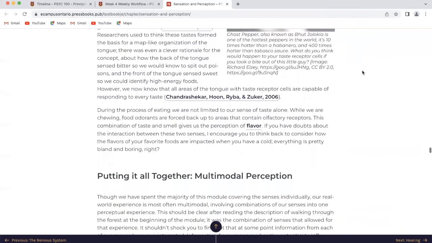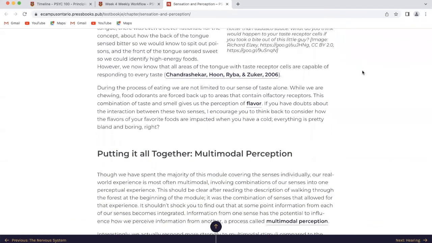During the process of eating, we are not limited to our sense of taste alone. While we are chewing, food odorants are forced back up to the areas that contain olfactory receptors. This combination of taste and smell gives us the perception of flavor. If you have doubts about the interaction between these two senses, I encourage you to think back to consider how the flavors of your favorite foods are impacted when you have a cold. Everything is pretty bland and boring, right?